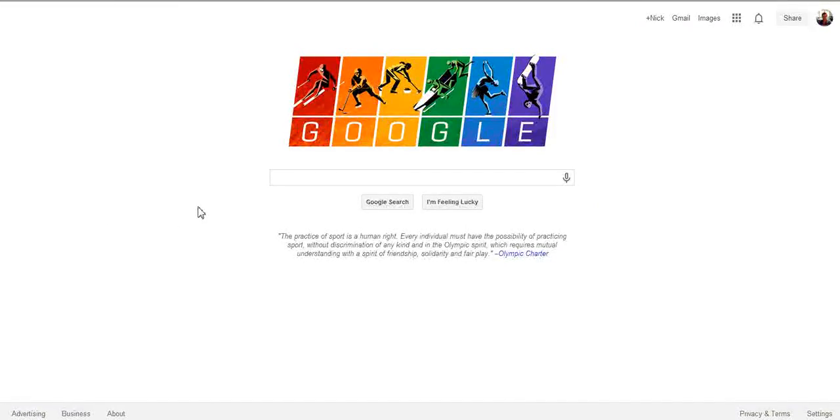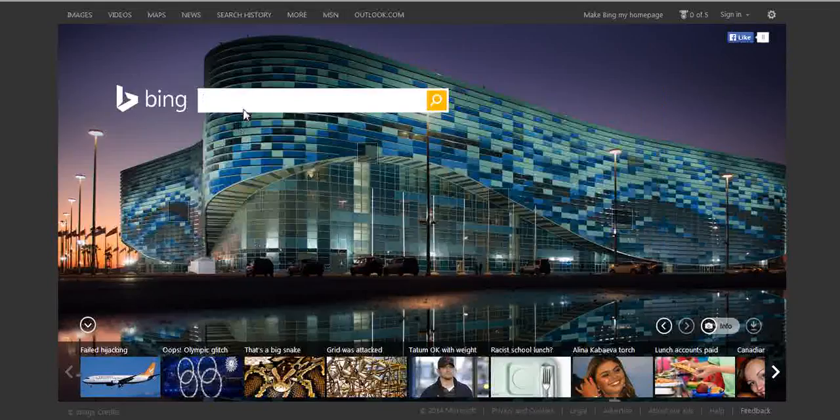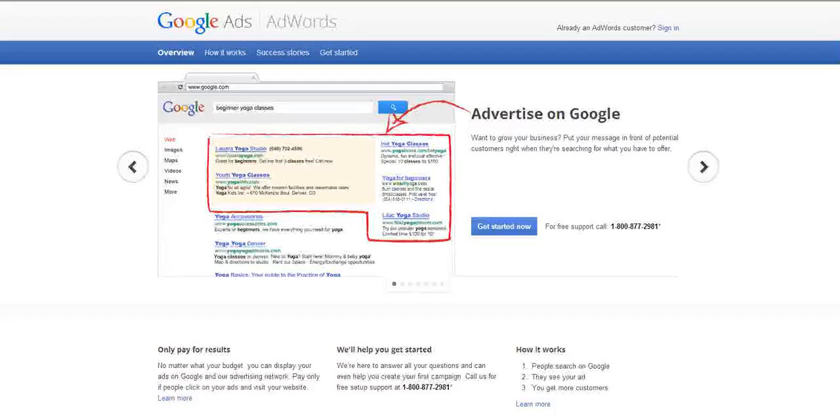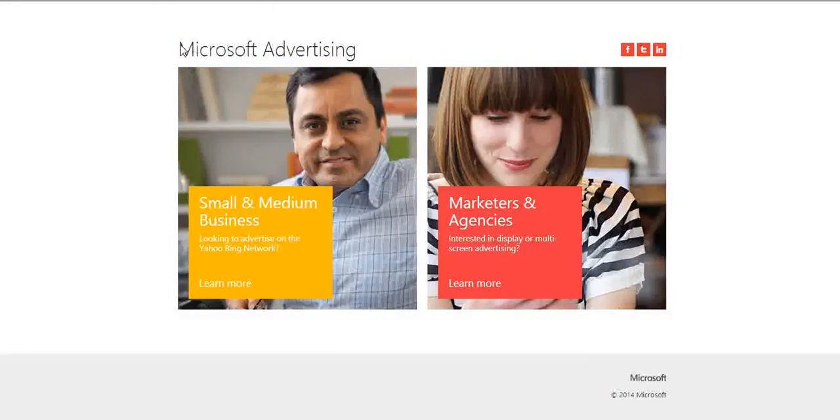Now, a lot of people wonder about the differences between the two main search engine marketing platforms, Google and Bing. So let's review pay-per-click on the two here: Google AdWords versus Microsoft Ad Center, or Microsoft Advertising.